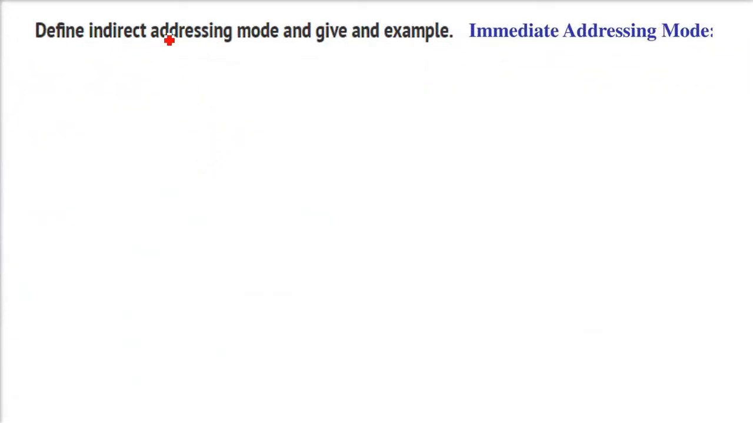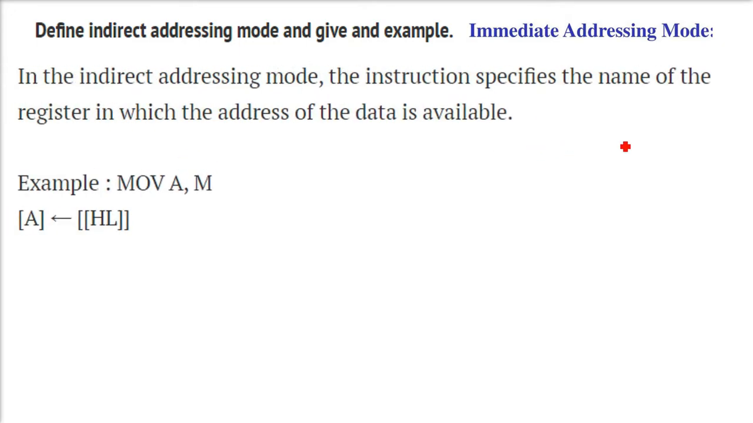Define indirect addressing mode and give an example, and also explain immediate addressing mode. We'll talk about both of these. Everything is happening on data. Every instruction is working on certain data. So when it is talking about data, the instruction can tell you the data directly. It can tell you the memory address of the data. It can tell you the memory address which contains the memory address of the data.